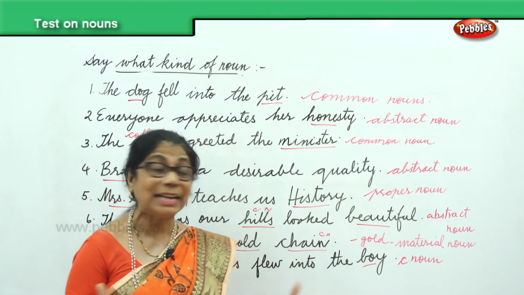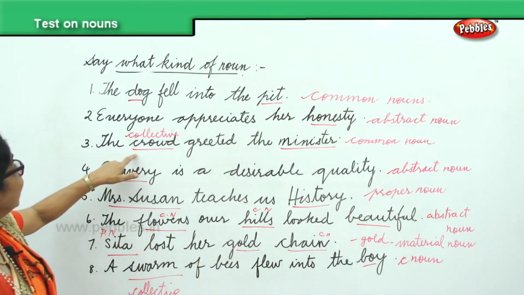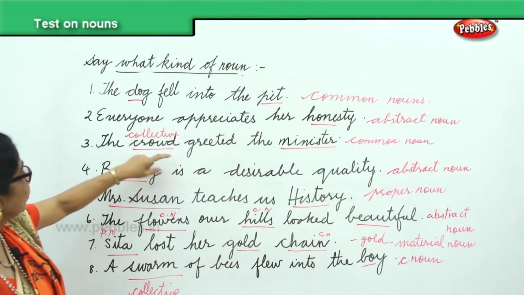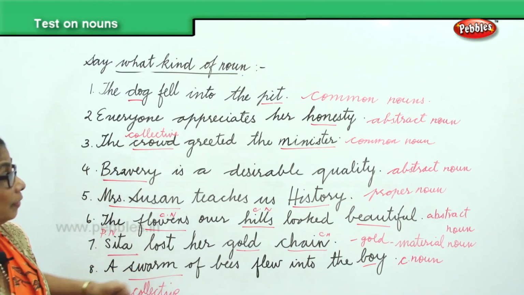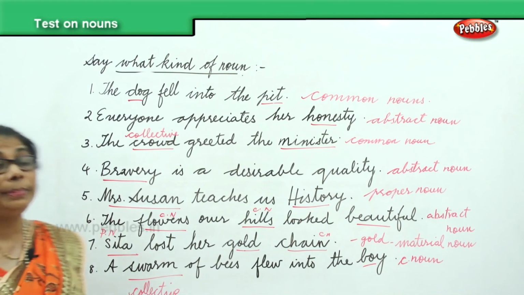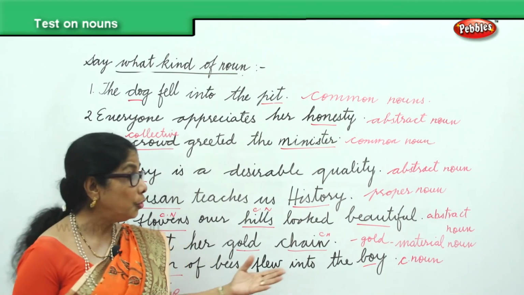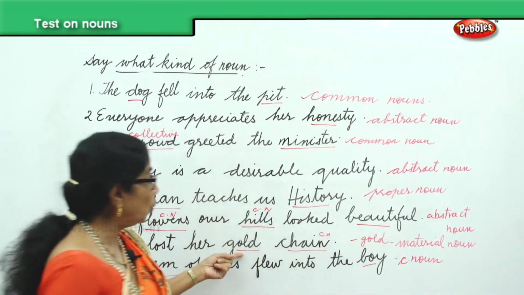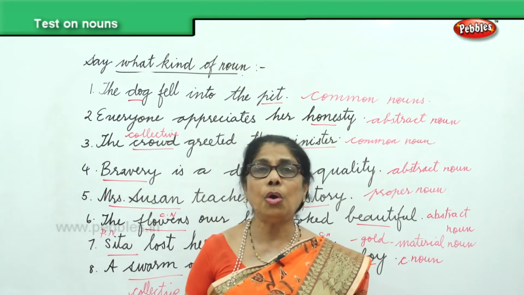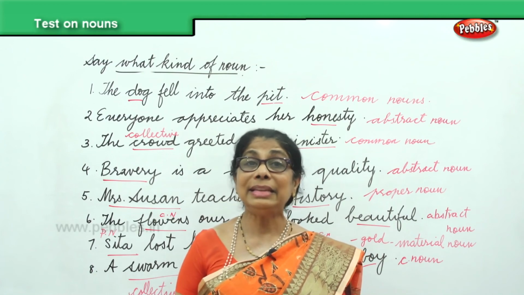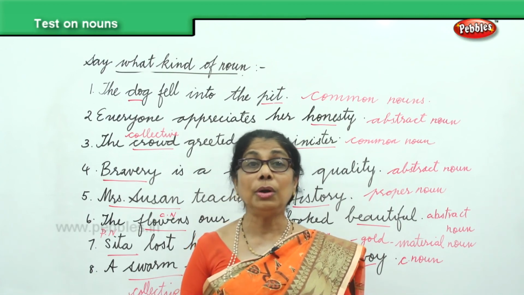Now we go to collective nouns. We have collective nouns: crowd, and then we have swarm of bees. We have 2 collective nouns. Then we have also material nouns. Gold is a material noun. We have gone through all the nouns. We have gone through all kinds of nouns.